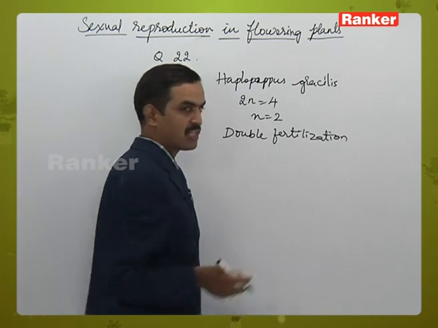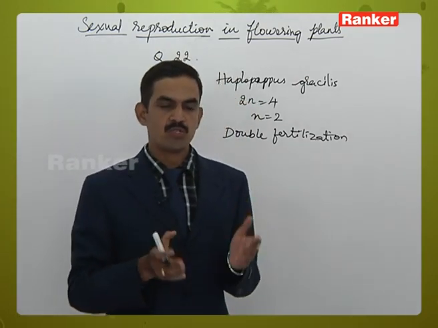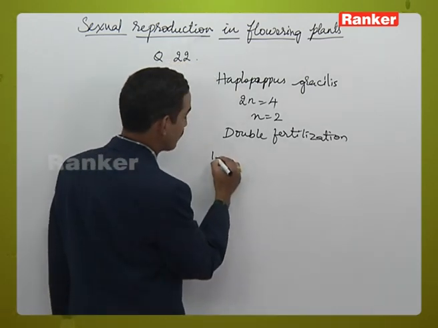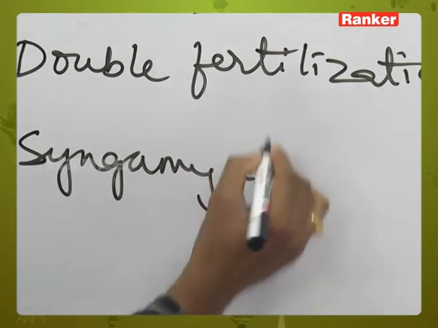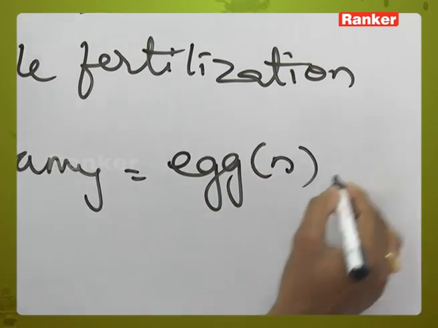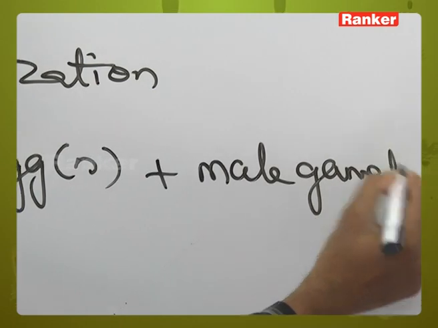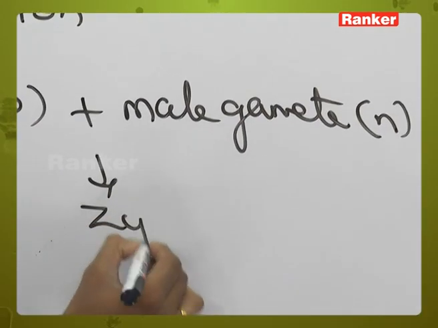Double fertilization is a unique feature present in angiospermic plants, where two times of fertilization take place. So let's see what those two fertilizations are. One is called the syngamy process. Syngamy is a fusion of the egg cell, which is haploid, with a male gamete, which is also haploid. This results in a zygote, which is diploid.